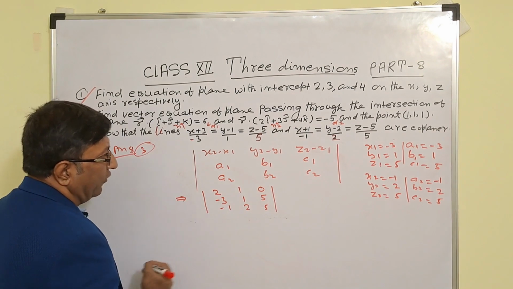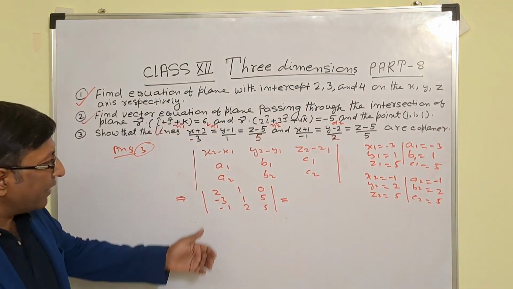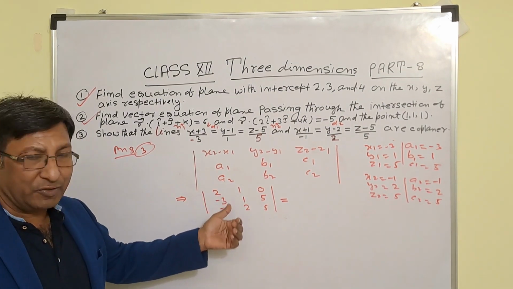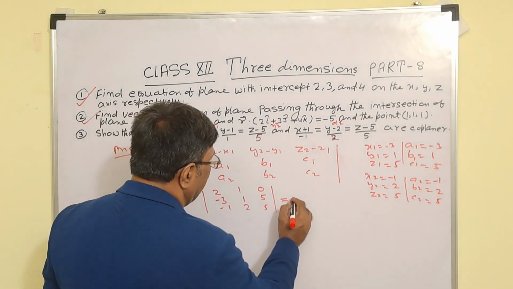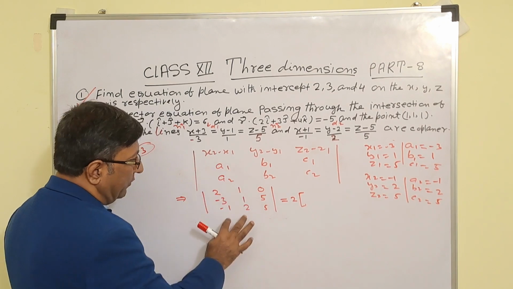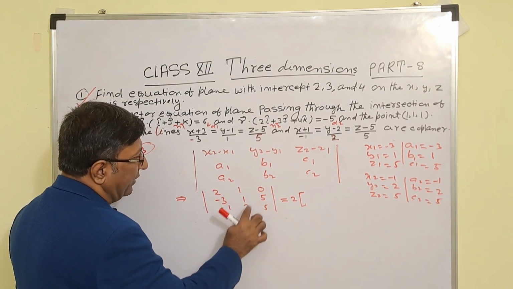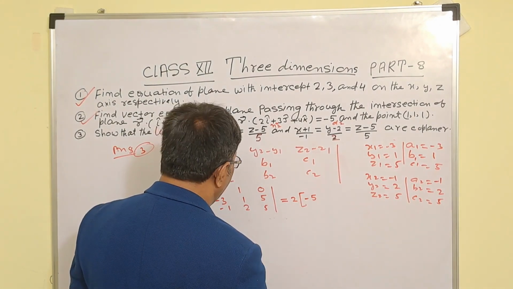Now find the value of this. So you know how we can expand this determinant. We are solving this along the first row. This is the position first row, first column, so this is 2. First row, first column, eliminate. So this is 5 minus 10. 5 minus 10 is minus 5. So this is minus 5.